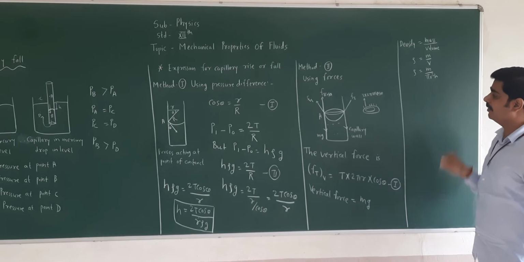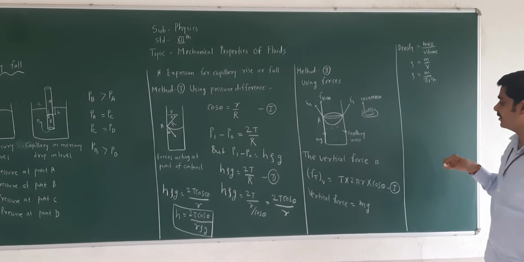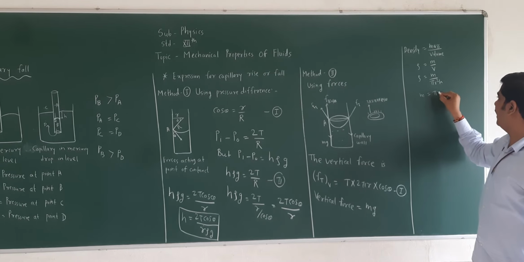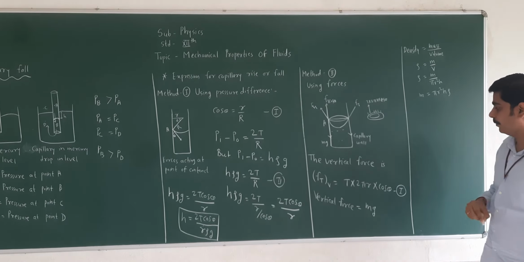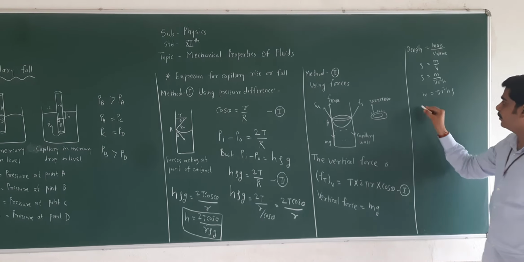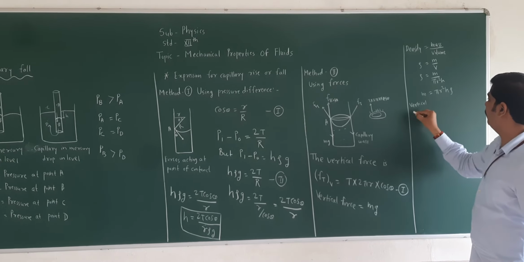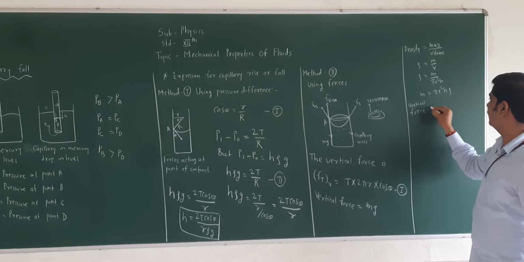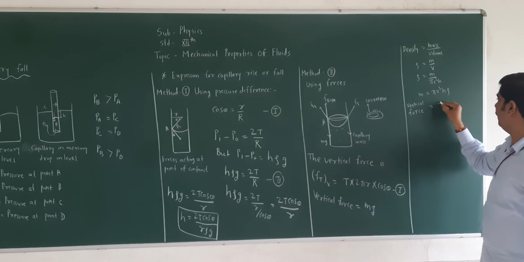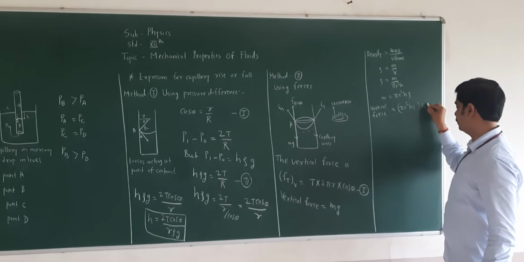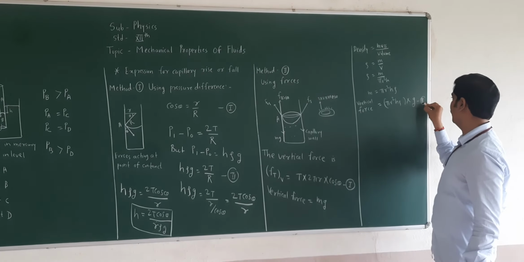As it is a cylindrical part, the volume is pi r square h. So what is the value of m? m is equal to pi r square h rho. Right. What is the vertical force from here? Here again I am writing, vertical force is mg. What is the value of m? Pi r square h rho into g. So this is equation number 2.